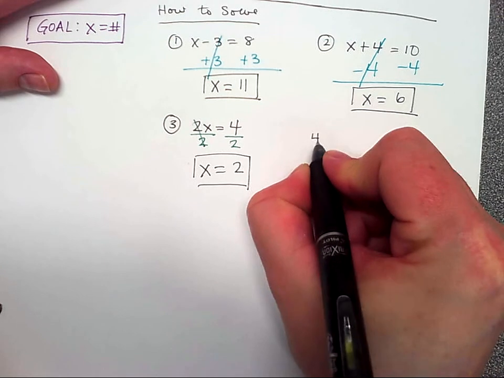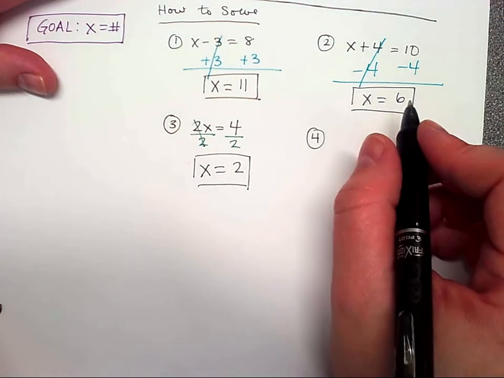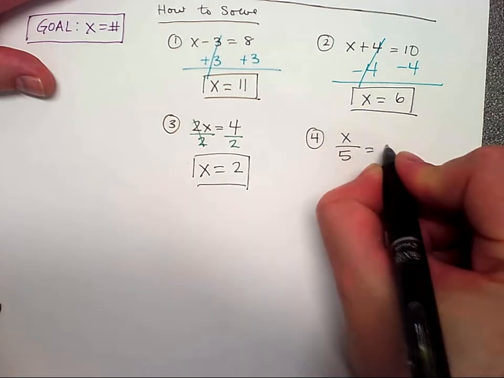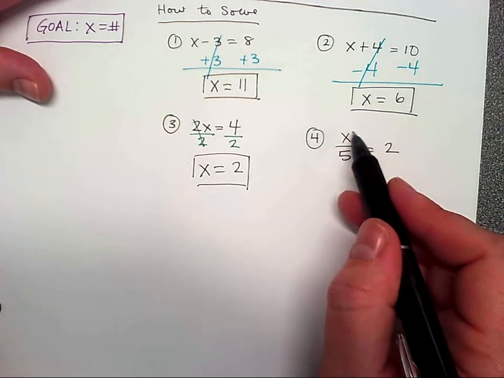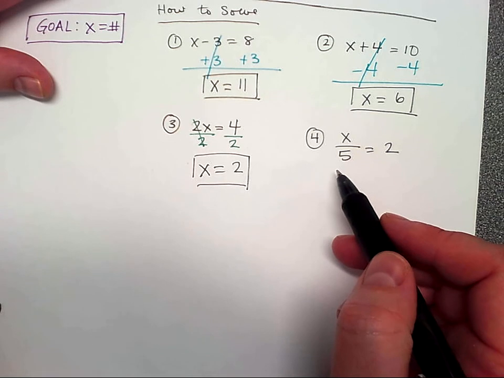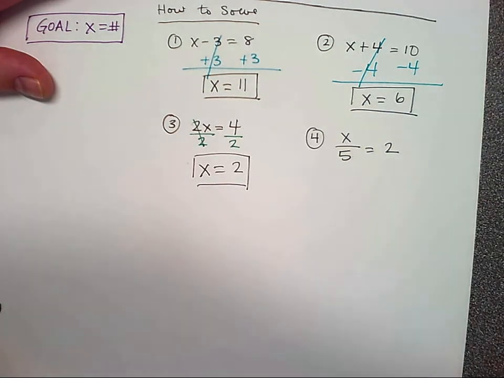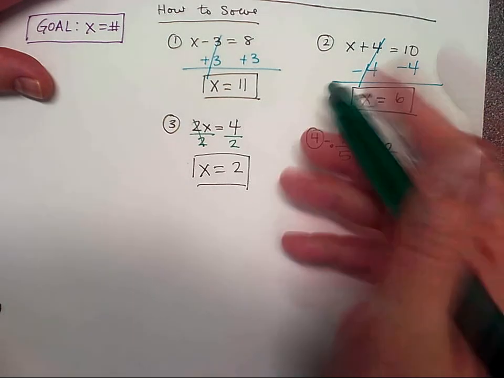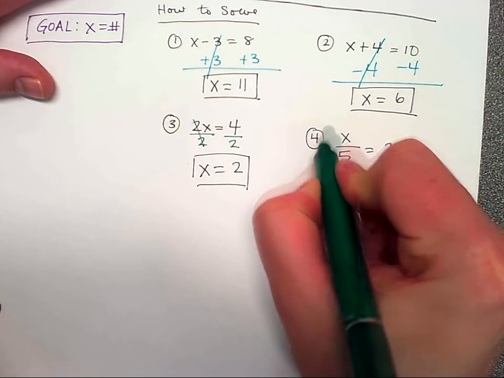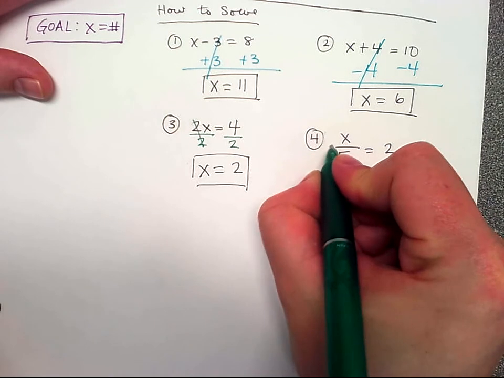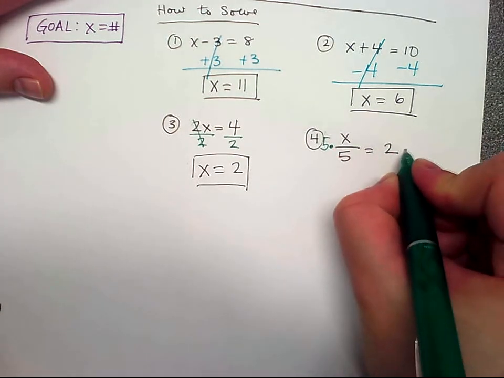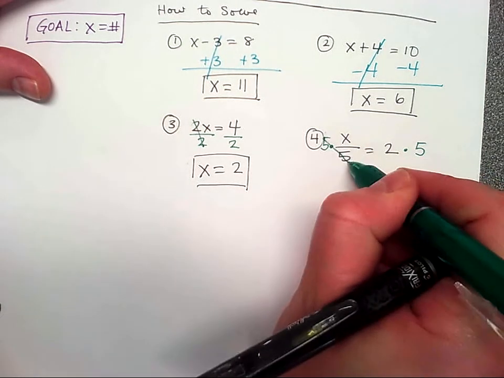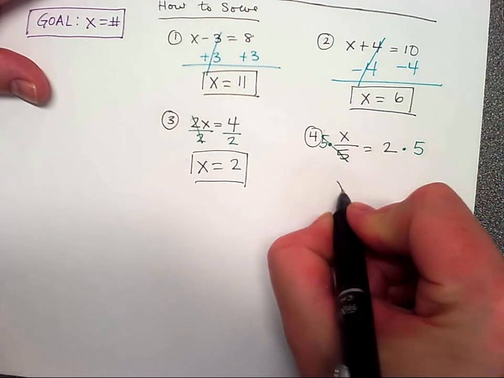Okay, and then the last one, let's say I have x over 5 equals 2. What's the operation between x and 5? Division. So I'm going to multiply. The opposite of division is multiplication. So I'm going to multiply by 5. And the reason I do that is because that again equals 1. So I have x equals 10.